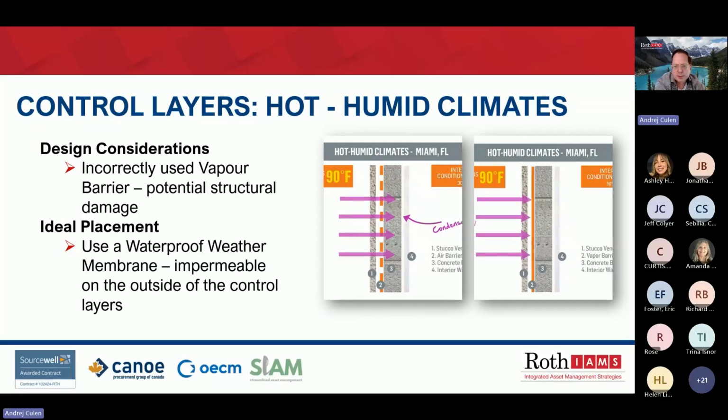On the right, the optimal placement is when an impermeable vapor barrier, a waterproof weather membrane, is placed on the outside of the control layers, keeping out water vapor that has a hard time drying in humid climates.